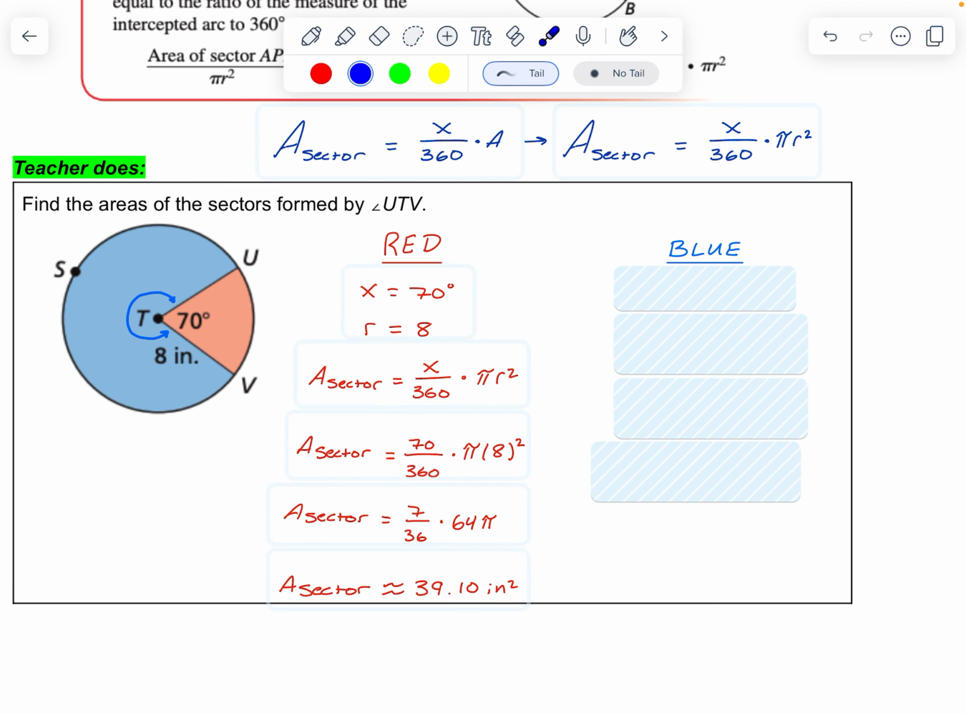Now I want to find the area of my blue sector, which is the area of everything remaining in this picture. The first thing that I have to do is figure out what this angle is. I'm going to give you about 3 seconds to figure out what that angle is. We shouldn't have an issue doing it. Good, that's what I got too. It's 290 degrees. I know that this is a full rotation, so all that's got to add up to 360. That's 70, that's got to be 290.